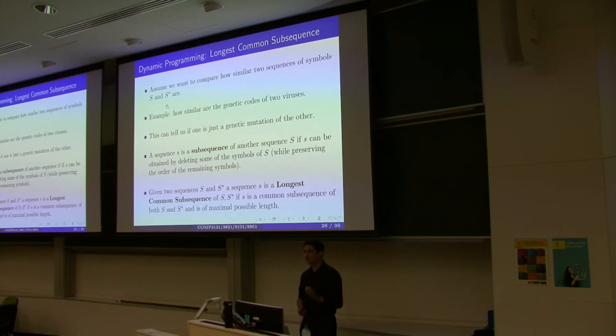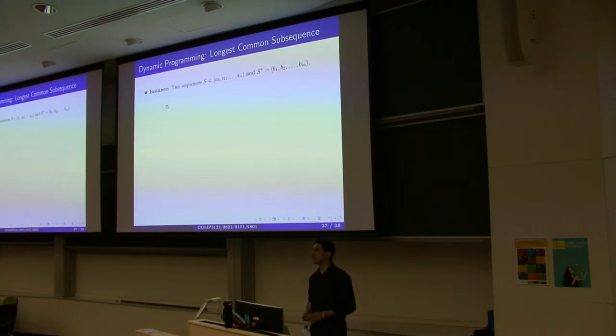We will not focus on just one string and finding a subsequence. We will actually look at two different sequences, S and S star. And for both of these, we say that small s is a common subsequence if it's a subsequence of both. And we are interested in finding common subsequences which are of maximal possible length. So this is the problem that we are interested in solving, and we want to do it via dynamic programming.